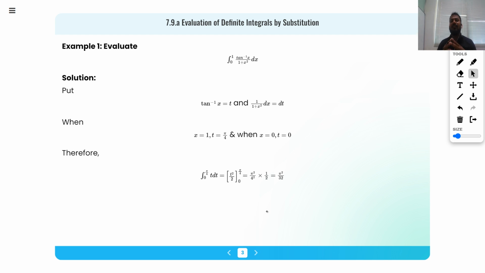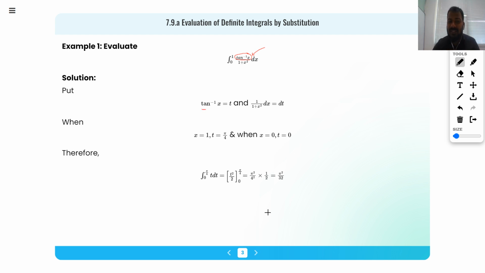Evaluate the definite integral with the limits 0 to 1, tan inverse x over 1 plus x square dx. Now if you look into this, I can directly say it is not in a standard form. So what we are going to do is substitute this tan inverse x as some other term. You can take it as u, you can take it as t, you can take it as y, any other term other than x, because x is already there.